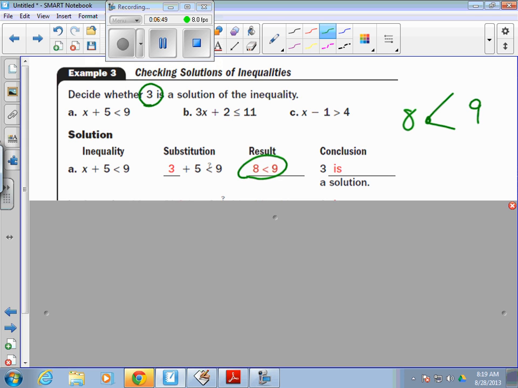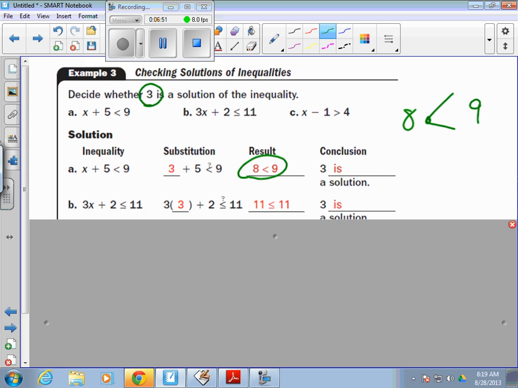When you're checking the next one, it says 3 times x plus 2 is less than or equal to 11. Remember, when you see that symbol underneath it like that, it means or equal to. So 3 times 3 is the number 9, and 9 plus 2 is the number 11. So you have 11. It's not less than 11, but since it says or equal to underneath, now 3 is a solution of the inequality for B. 3x plus 2 is less than or equal to 11.